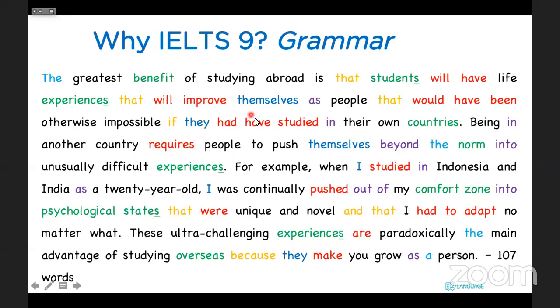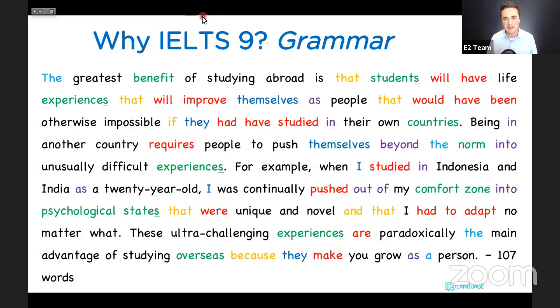Will improve, had have studied, requires, simple present, future simple, had have studied, past perfect in the passive, will have, future simple, would have been, well, this is a present perfect with a modal verb, studied, past simple, pushed, past simple, were, past simple, had to adapt, are, present simple, make, present simple. I've used a variety of different verbs, not really consciously. They just appeared as I was thinking, and so these were the verbs I used.